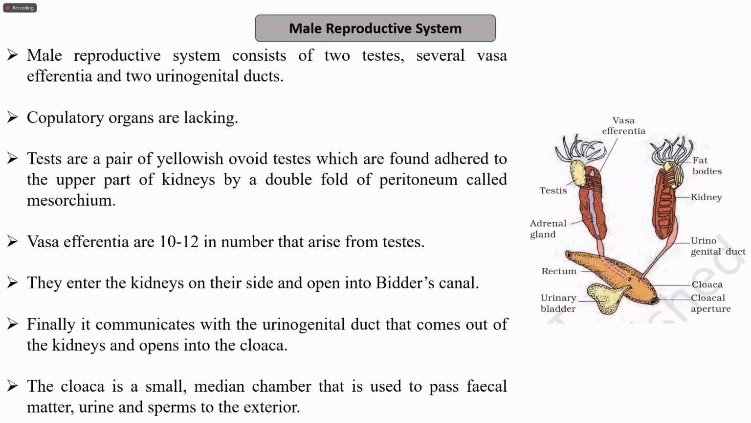Now the next is the reproductive system. We know that frogs are dioecious. They have separate male and female reproductive systems. So we will first talk about the male reproductive system. The male reproductive system consists of a pair of testes, several vasa efferentia, and two urinogenital ducts.